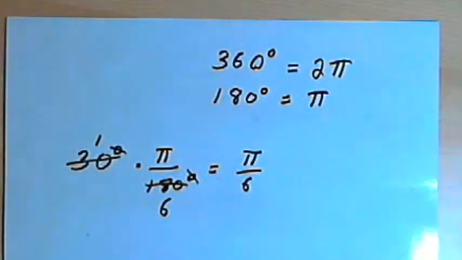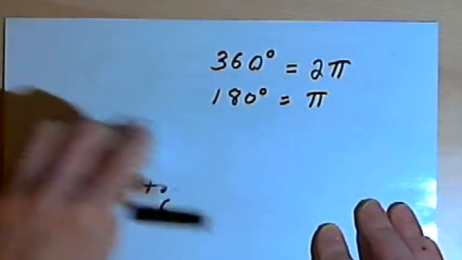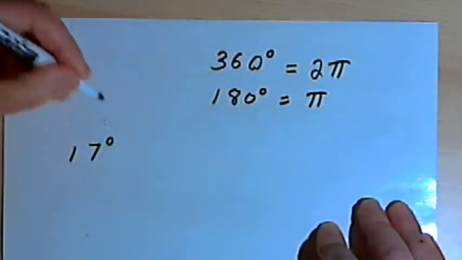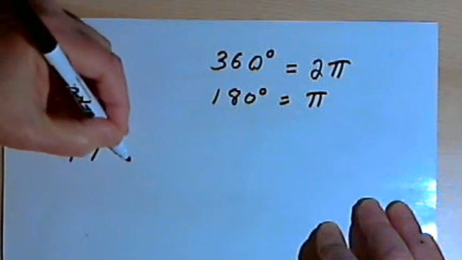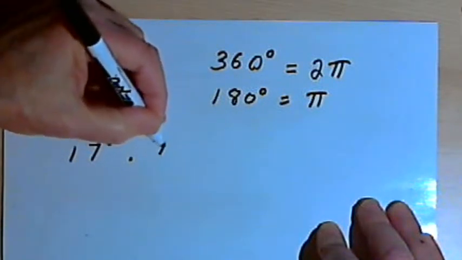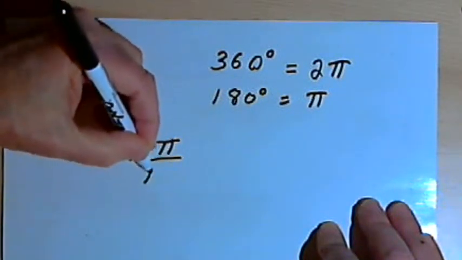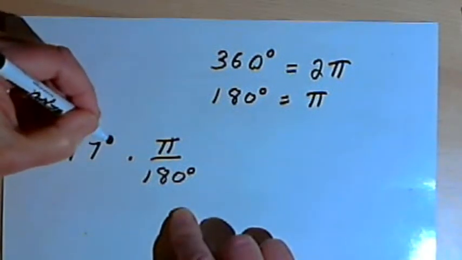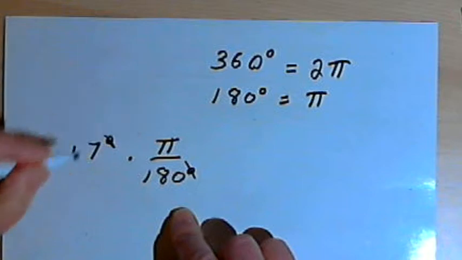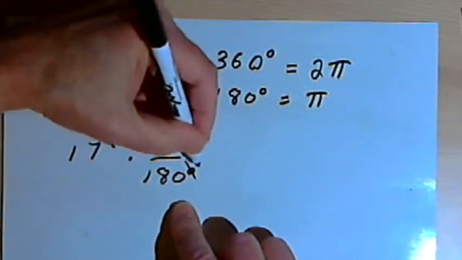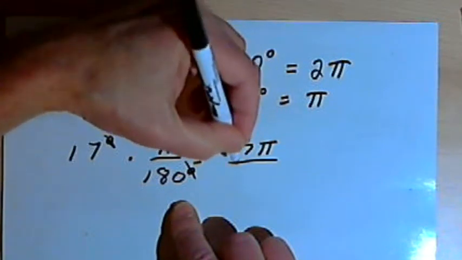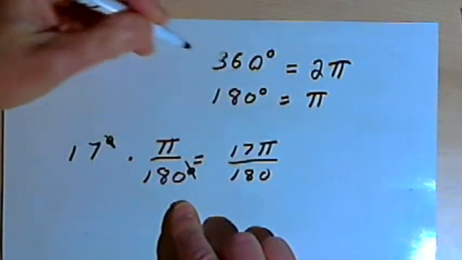Okay, let's do one more degrees into radians. This is going to be a not quite as nice a number, 17 degrees. I'll use the same process. I'm going to multiply that by pi over 180 degrees. I can cancel out the degrees, but I can't simplify the 17 and the 180. So I'll just multiply. I'm going to get 17 pi over 180.